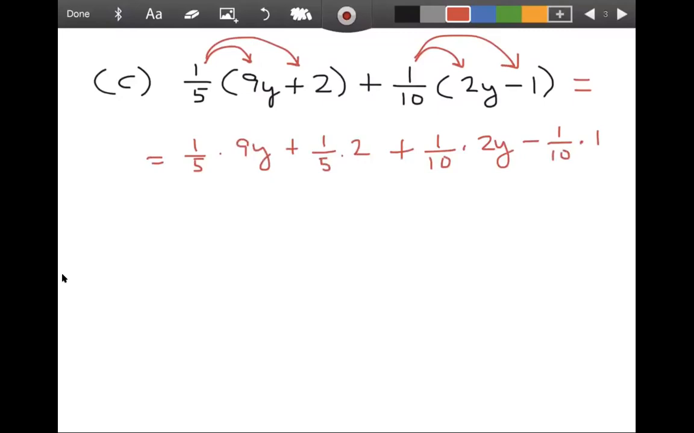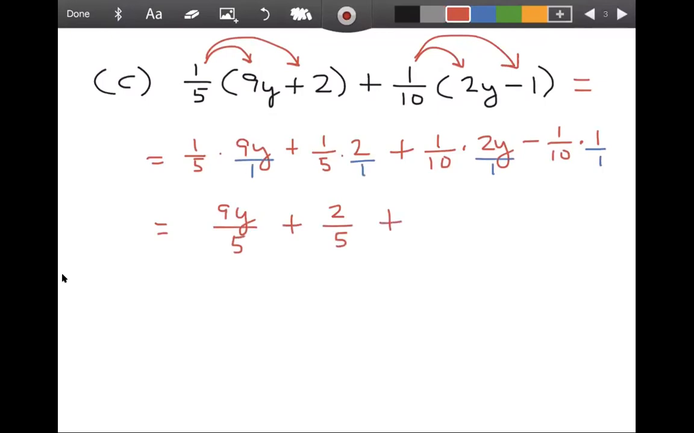All right, now lots of people find it helpful to remember that when multiplying a fraction by a whole number, you can always sneak a 1 underneath the whole number part. Okay, and then you can just multiply straight across. So 1/5 times 9y over 1 would just be 9y over 5. 1/5 times 2 over 1 is just 2 over 5.